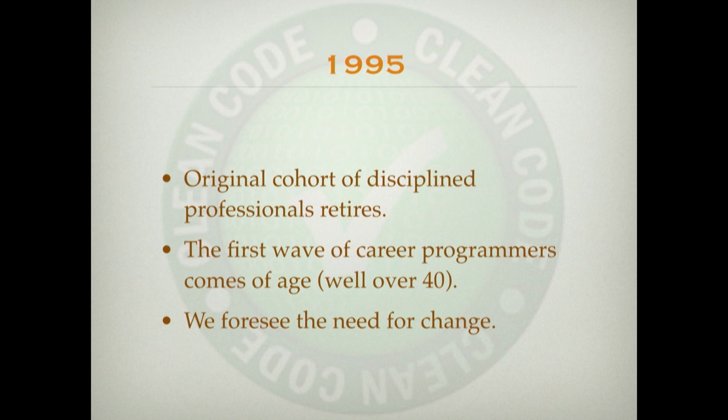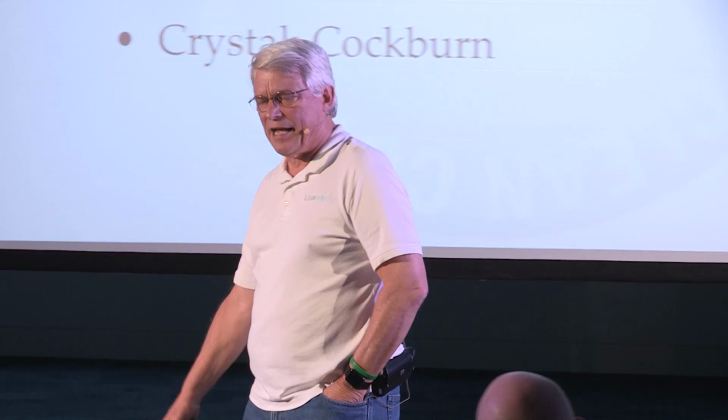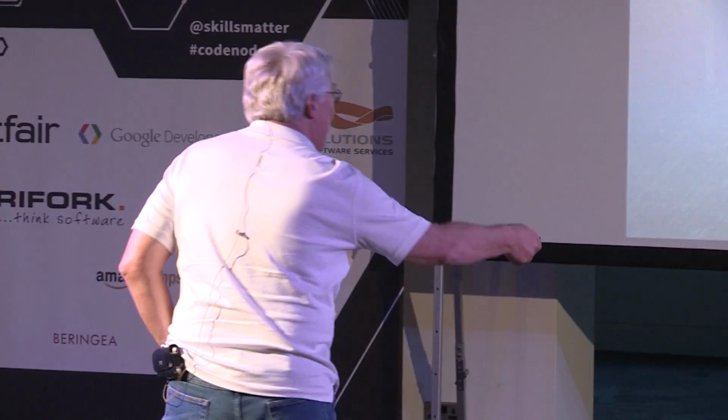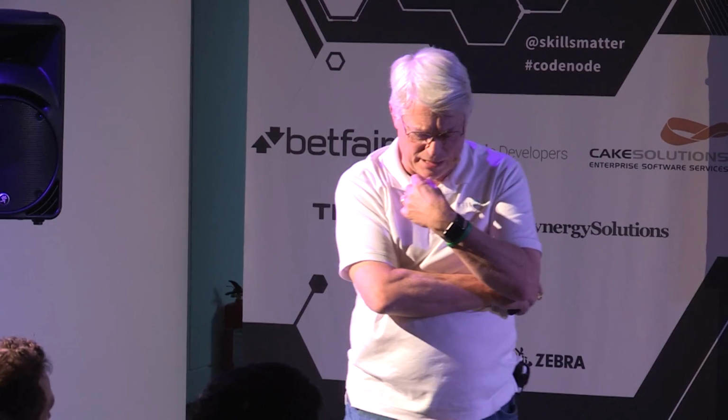And the first wave of career programmers, like James and myself, come of age at well over 40, and we foresee a change is needed. And James and I and several other people, like Ken Schwaber, Mike Beedle, Martine DeVoe, Kent Beck, Ward Cunningham, Pete Coad, Alistair Cockburn, all of these people begin to realize that this waterfall era we've been in is probably going to have to change. And so we all meet. And we meet at a place called Snowbird in 2001, and we write a manifesto called the Agile Manifesto.